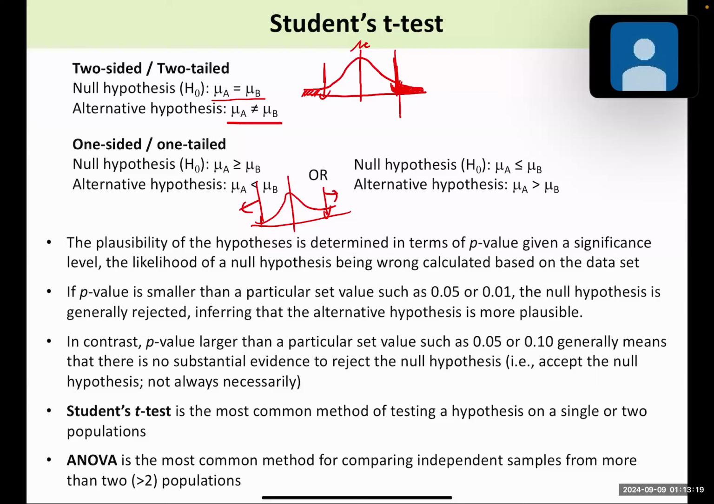Yeah, so the plausibility of the hypotheses is determined in terms of p-value, given a significance level, the likelihood of a null hypothesis being wrong calculated based on the dataset. 그러니까 이제 p-value가 무슨 뜻이냐면 결국에는 이거예요.